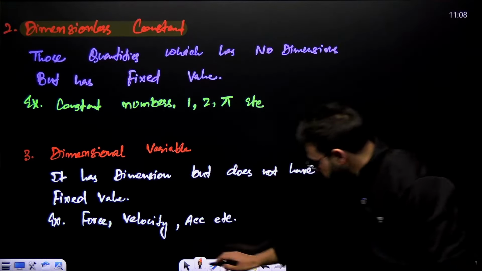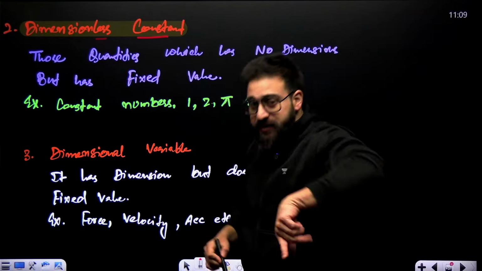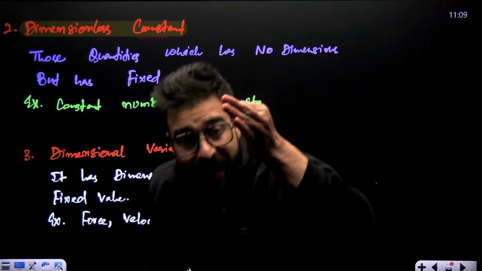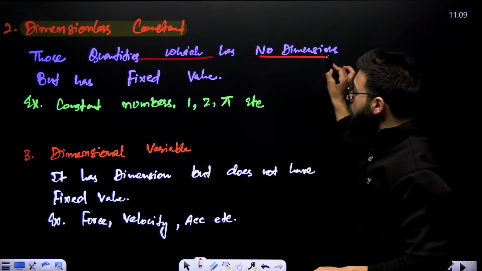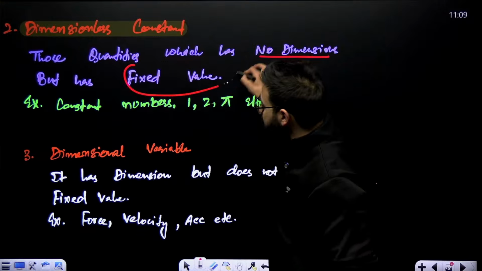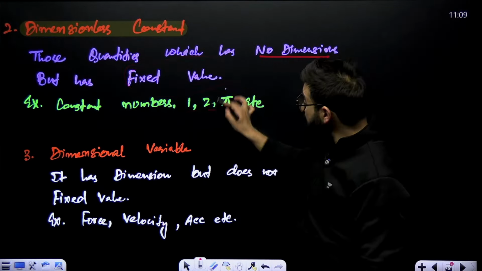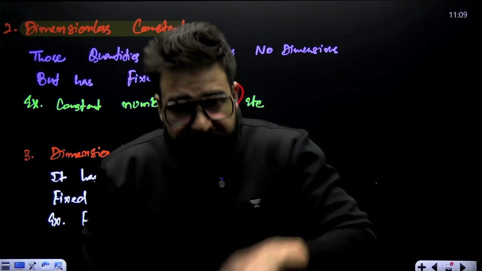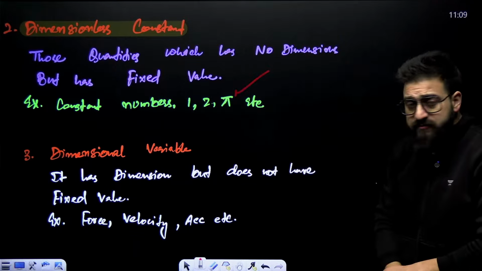Now, my dear friends, second one is dimensionless constant. That constant which does not have the dimensions at all. Those quantities which have no dimensions but have a fixed value. Example, we say 1, 2, pure numbers like pi. What is the value of pi? 3.14. And when it comes to the dimensional formula of pi, it's dimensionless.